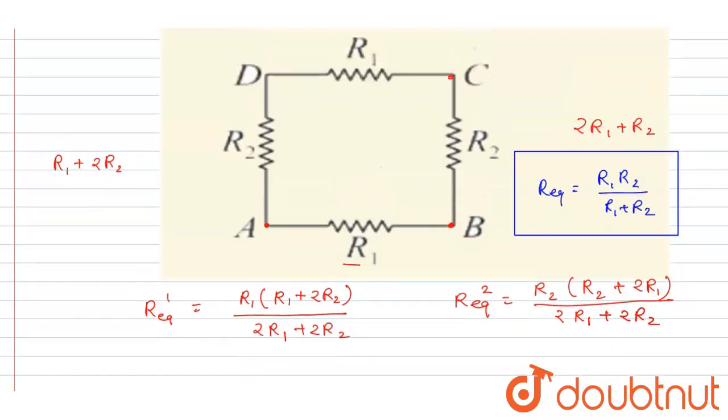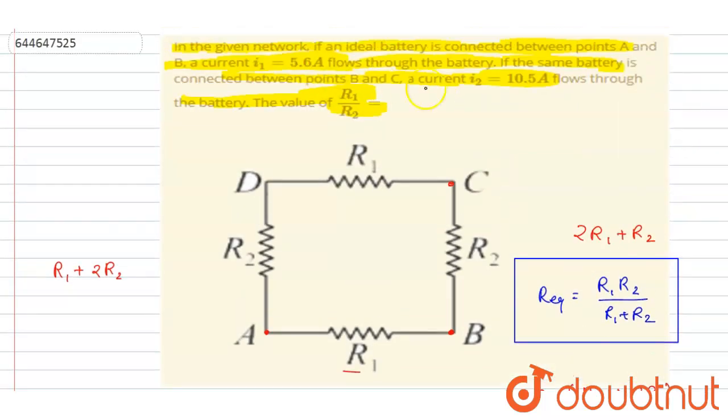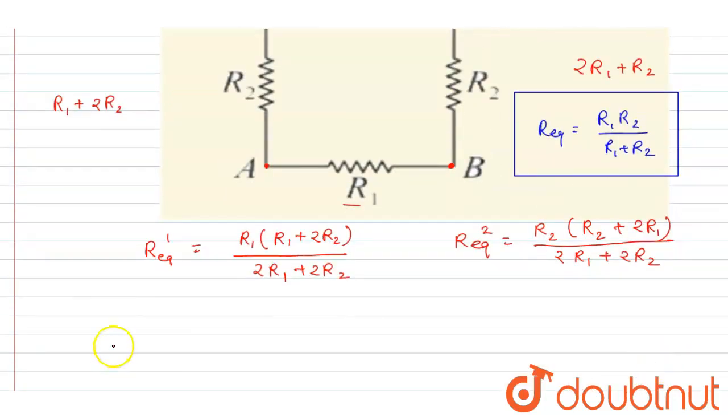Right? So it is said that when they are connected to the same battery, it gives this current and this current. And if I talk about the current, it is E by R equivalent, so it will be inverse of the resistance. So if I write down I1 by I2, I1 for case 1 by I2, it will be inversely related, so it will be R equivalent.